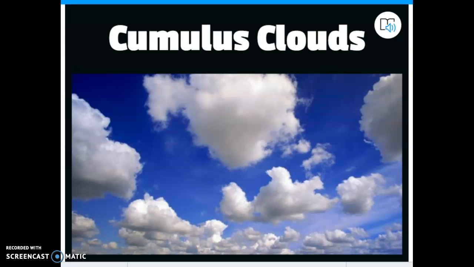Our first cloud that we talked about was the Cumulus Cloud. Tell me some important facts about the Cumulus Cloud. They're on the anchor chart. They should be in your notes. Collins. Big, white, puffy, they're like cotton balls. That's what they look like.